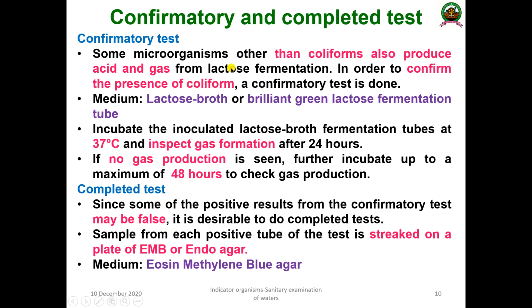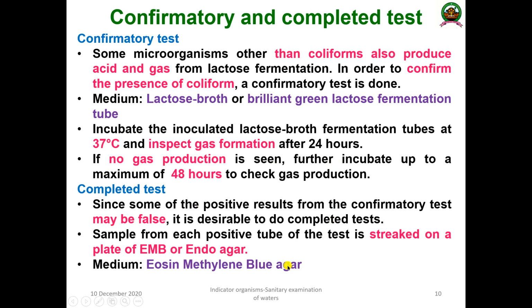From the positive tube of the third step, you have to take one tube, take a sample from it, and put a streak. Streak means using a typical method to add bacteria to this particular medium, to culture and grow the bacteria in this medium. Then incubate that plate at 37 degrees centigrade for 24 more hours.